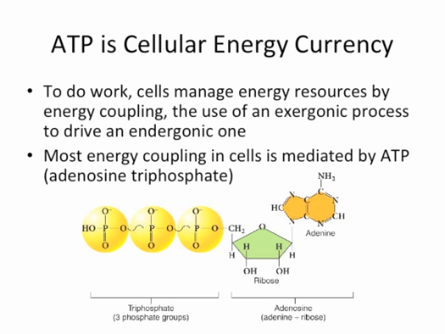So ATP, adenosine triphosphate, is cellular energy currency. It is a molecule that is very good at storing energy. So to do work, cells must manage their energy resources by what's called energy coupling, and that's just what I was talking about, is you need to take an exergonic reaction and use that to drive an endergonic one. So like we talked about the other day, you could use that hydroelectric dam to drive a pump to pump water back up to the top again. So that would be an exergonic driving an endergonic one.